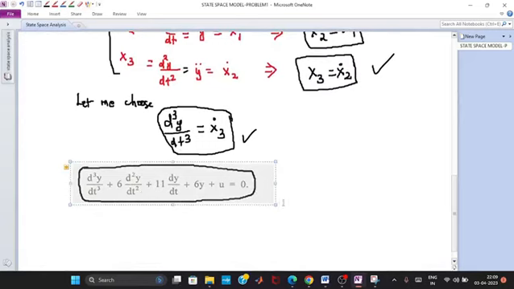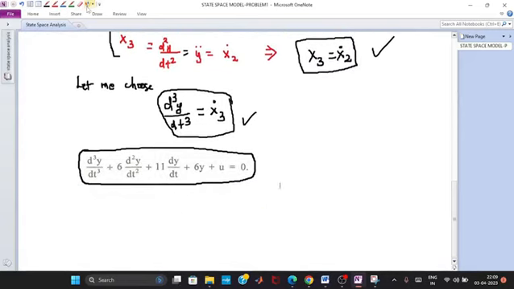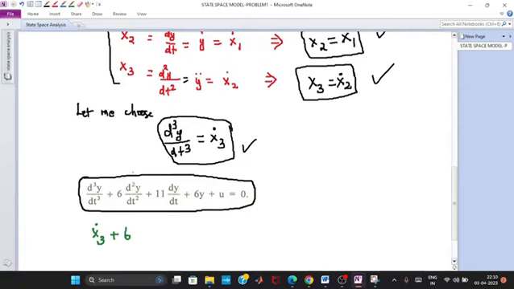Okay, so now this is the given differential equation, right? In this equation, let me put d cube y by dt cube as x3 dash. So I can put this as x3 dash plus 6 d square y by dt square. What is the value I have assigned to d square y by dt square? Either we can assign x2 dash or we can assign the state variable called x3. Now keep in mind, I am going to represent x3 dash in terms of the state variables.